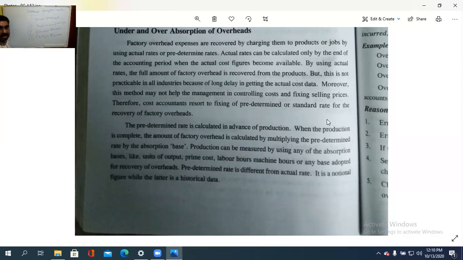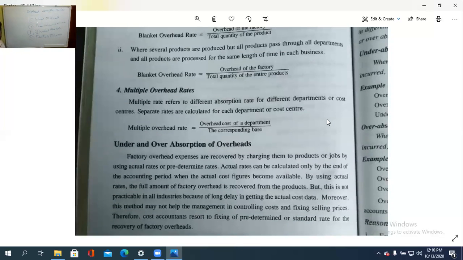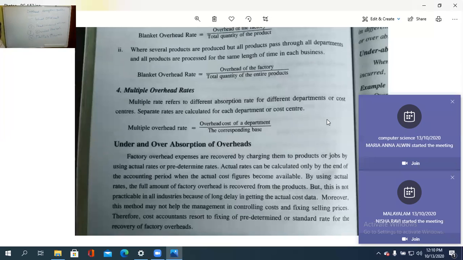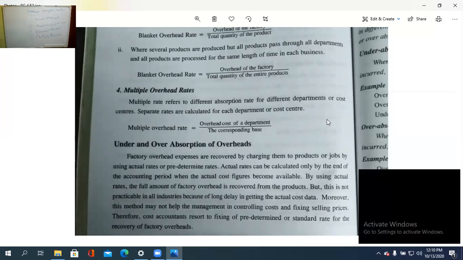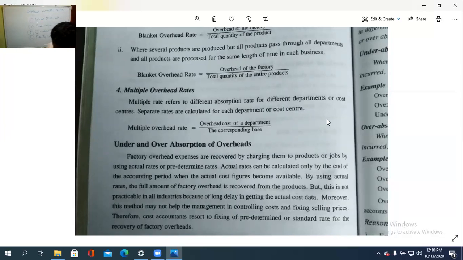Blanket overhead rate is equal to overhead of the factory divided by total quantity of the product, or overhead of the factory divided by total quantity of the entire products if more products are there and it passes to different departments for processing. Clear? And multiple overhead rate is equal to overhead cost of a department divided by the corresponding base period. Okay, so these are the overhead absorption rates.